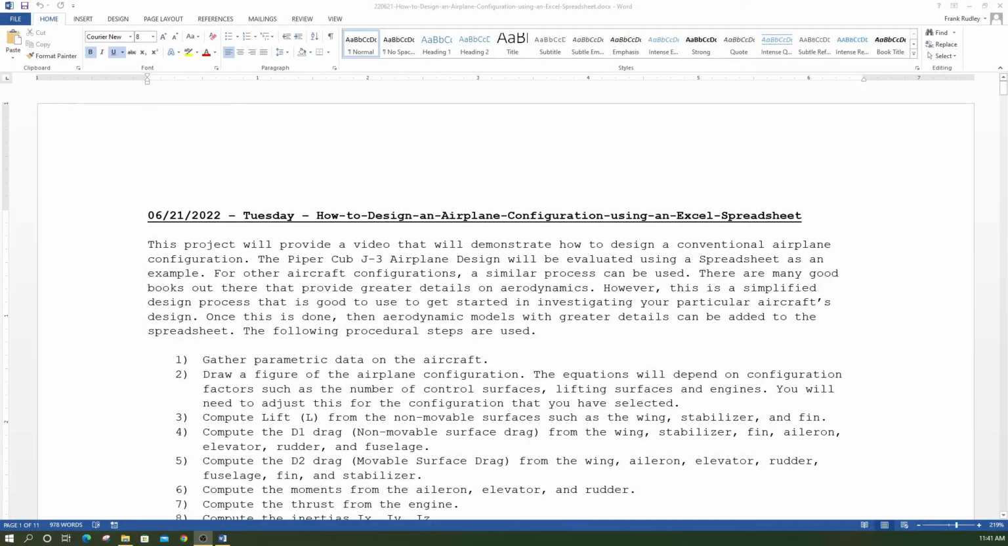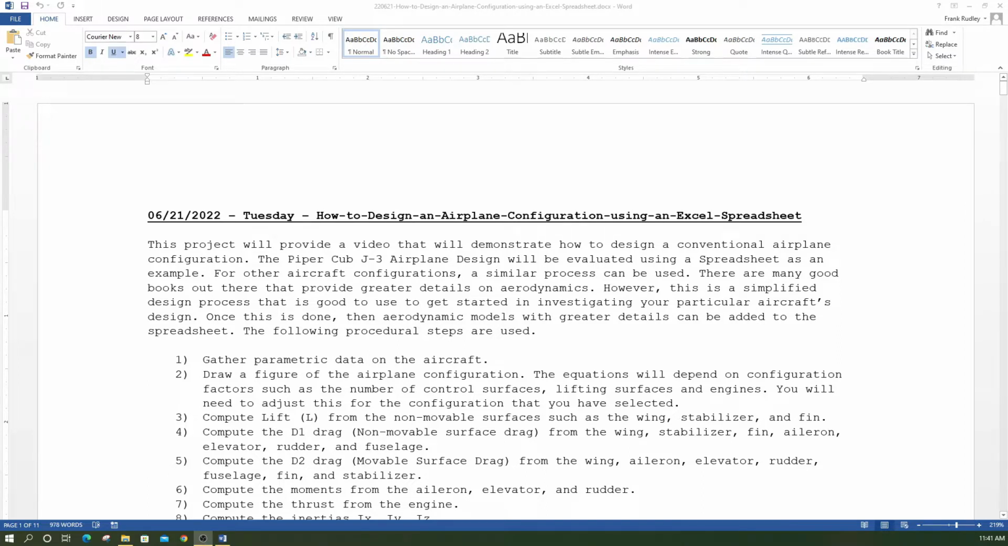Okay, today we'd like to talk about how to design an airplane configuration using an Excel spreadsheet. So this is a very simplified way to design an aircraft configuration, a way to get started. It doesn't go into all the details that you'd really need to go into to design an airplane, but it's just a good way to get started.